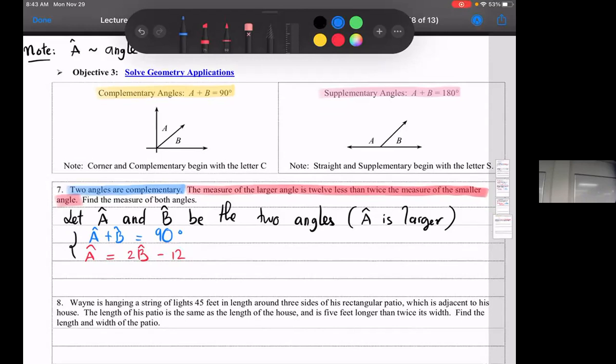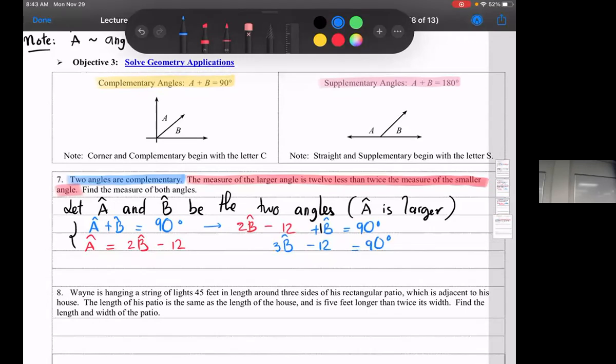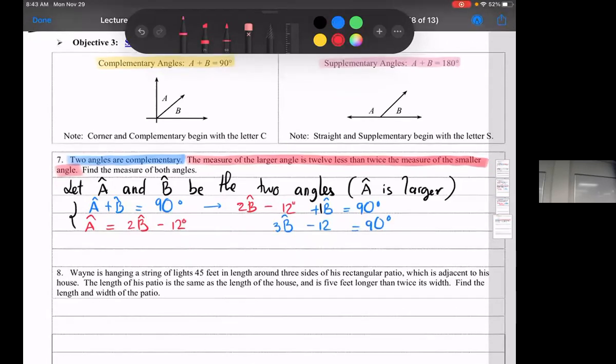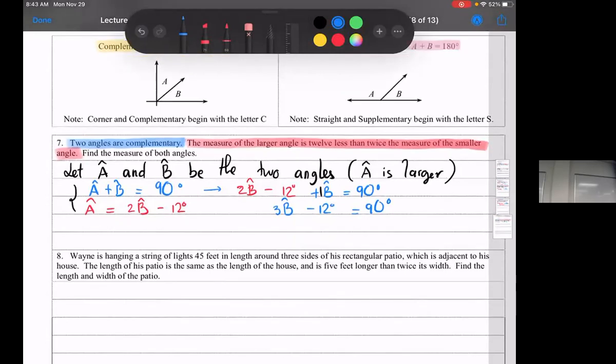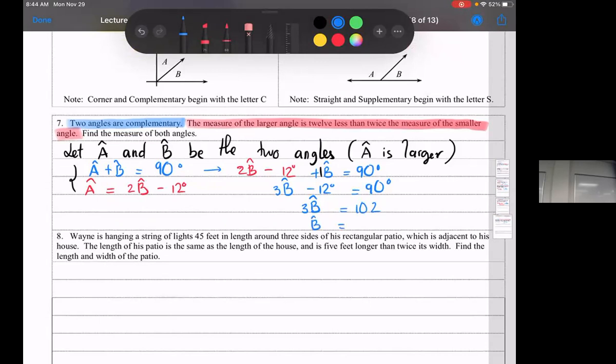Solve by substitution. I'm going to substitute 2B hat minus 12 into the blue one for A. So this is 2B hat minus 12 for A hat, and then plus B hat equals 90 degrees. 2B hat plus 1B hat, 3B hat minus 12 equals 90 degrees. Add 12, so 3B hat equals 102. Divide by 3, B hat equals 34. Degrees, don't forget the degree.